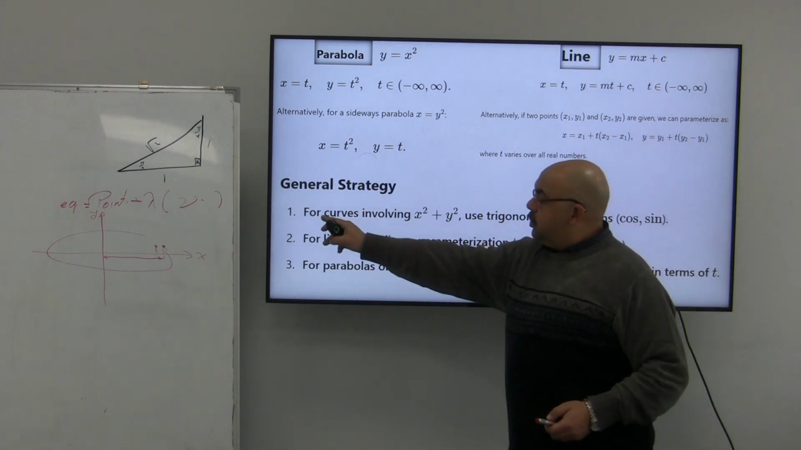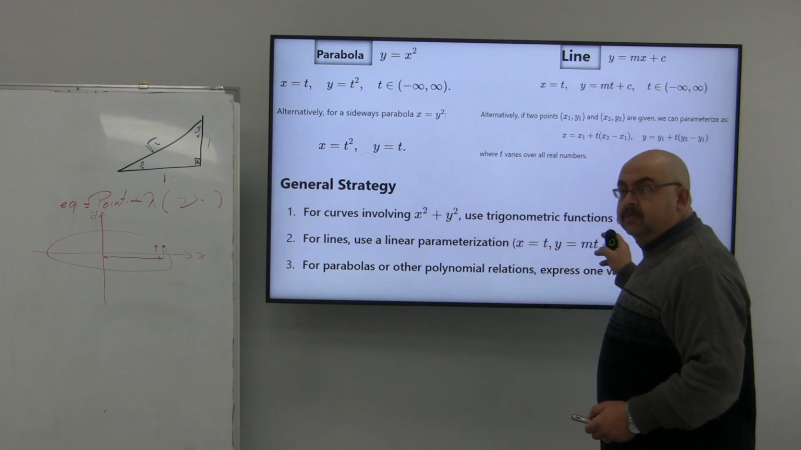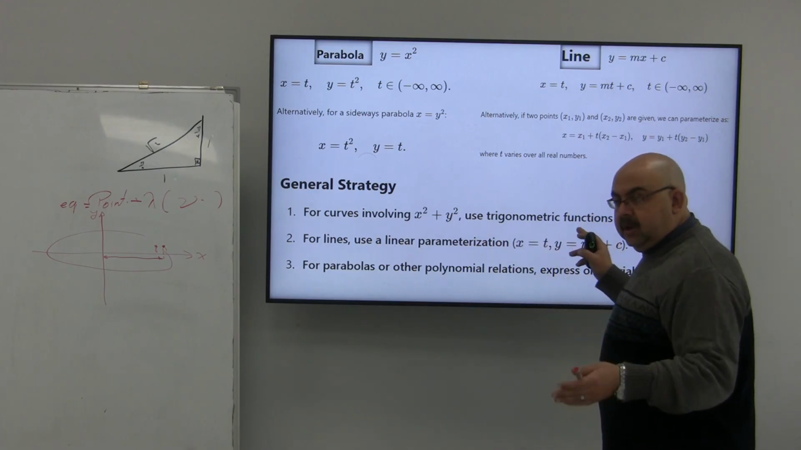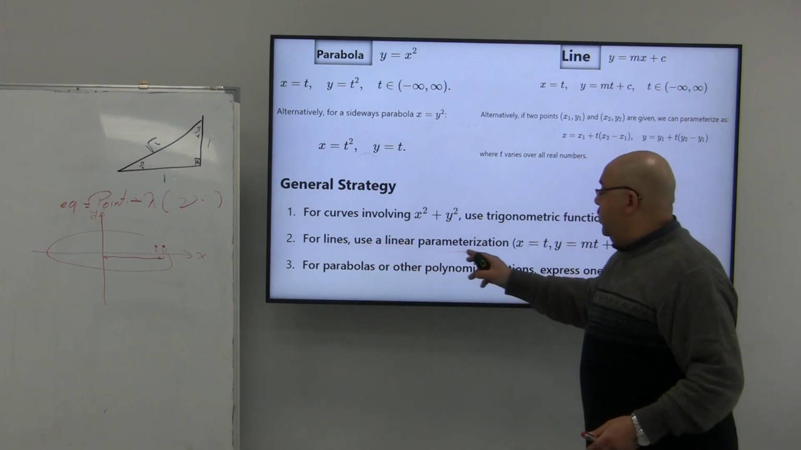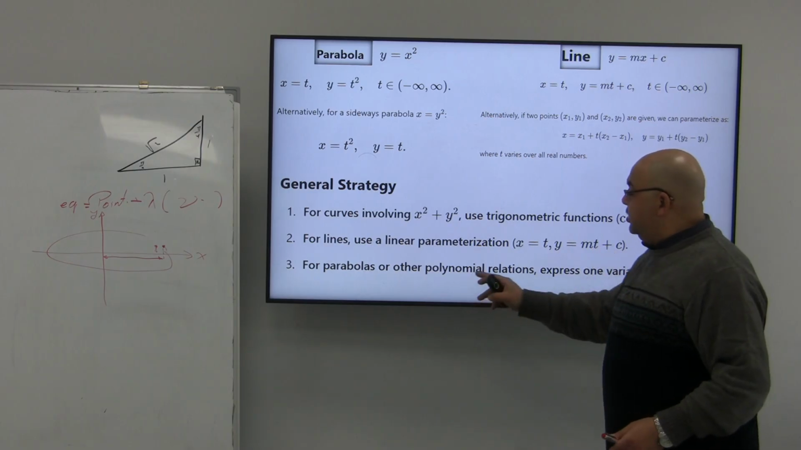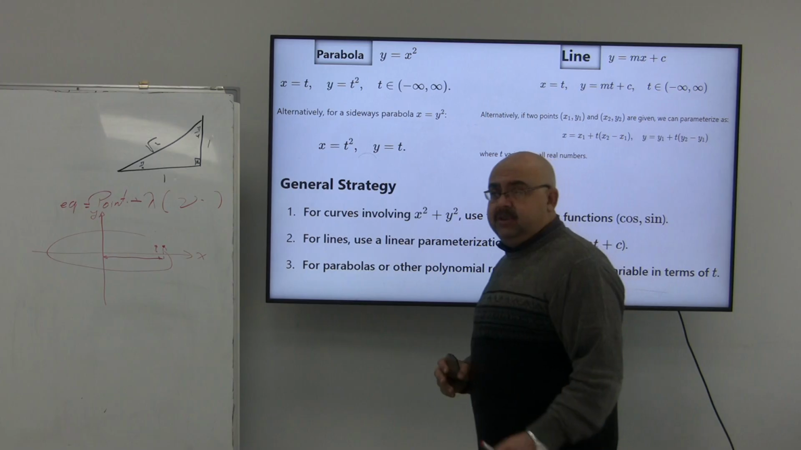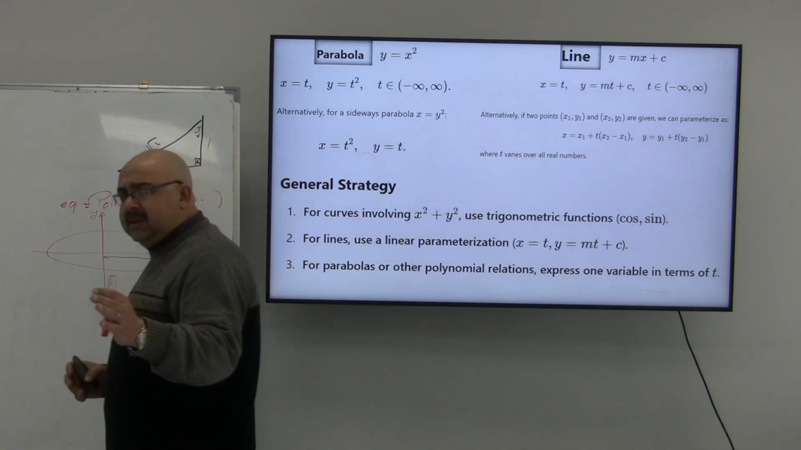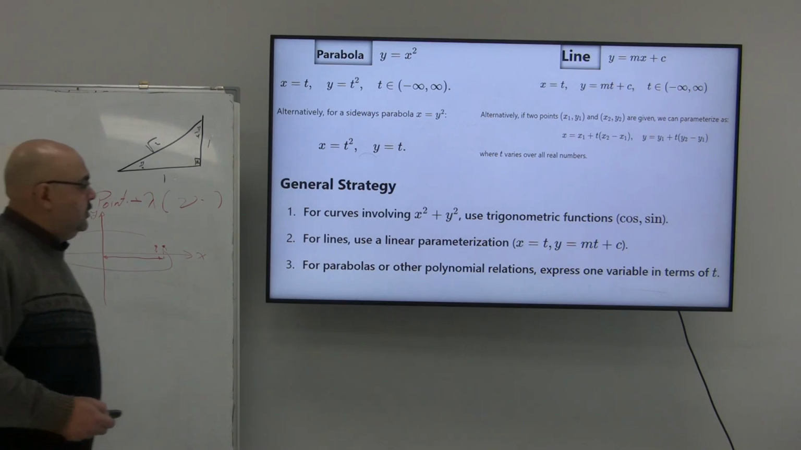General strategy: for curves involving x squared, y squared, try to think about trigonometric forms, like the ellipse and the circle. For lines, use a linear parameterization, x equals t, and get y. For parabolas and other polynomial relations, express one variable in terms of t. Choose one of them as a value of t, then the others will come from the definition of this equation with the shape of this function.